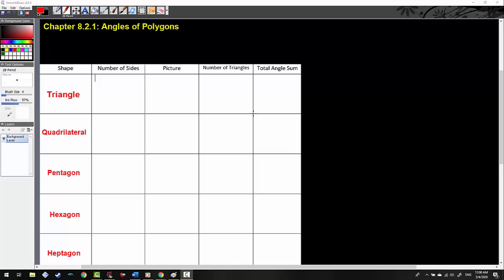The first part of this lesson will be discussing how to find the total angles, or the total angle sum, of any type of polygon. And then from there, we will learn how to find the individual angles of the polygons, and then we'll figure out how to do the exterior angle of a polygon.